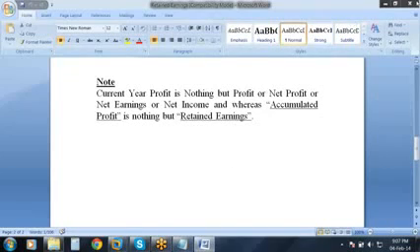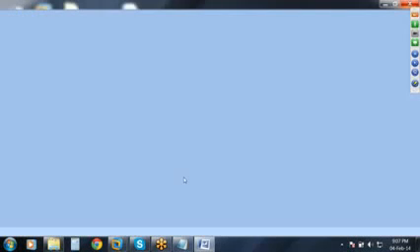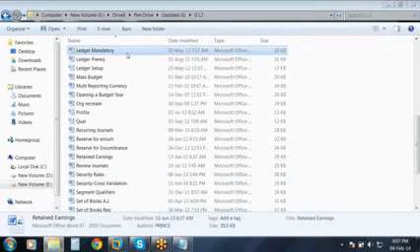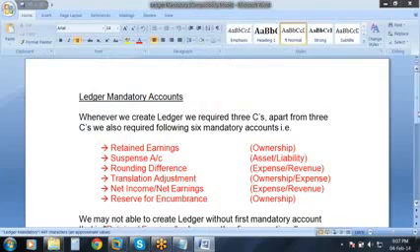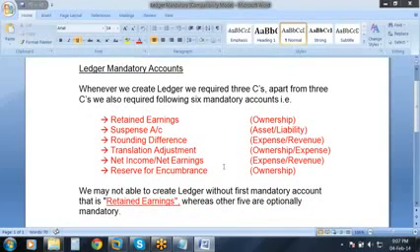Clear? Yeah. Out of these 6 monetary accounts, how many have we discussed? 2. We discussed retained earnings and translation. I guess you just gave an example about translation adjustment. Only 2? Or only 1? I guess only 1. We discussed 3, Sukumar.